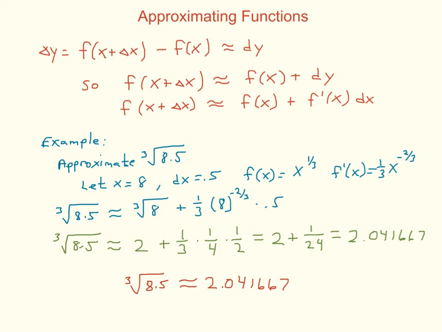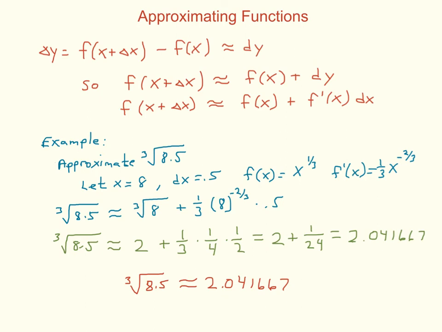So by adding f of x to both sides, I can say that f of x plus delta x is about equal to f of x plus dy. And realizing that dy is equal to f prime of x dx, I know that f of x plus delta x, our exact value, is going to be pretty close to f of x plus f prime of x dx.